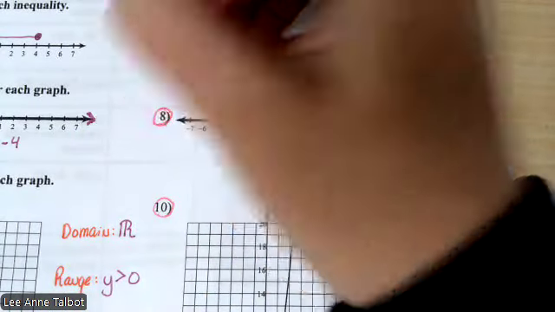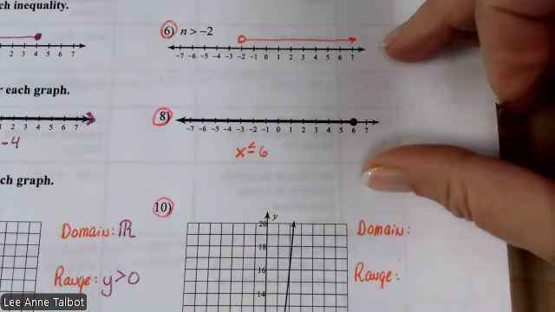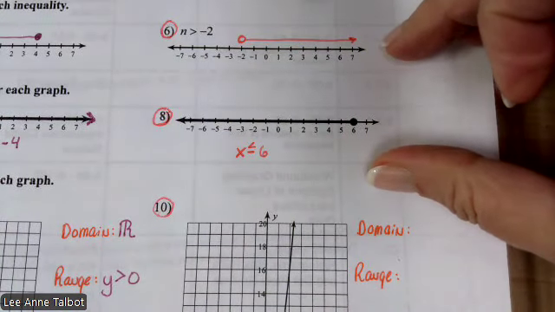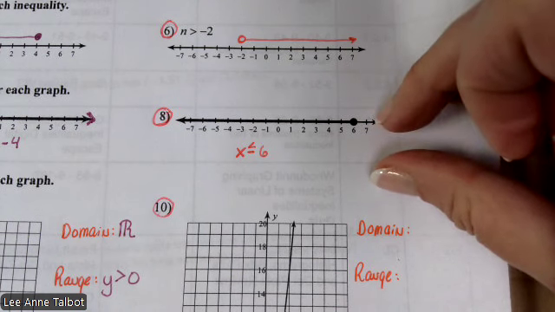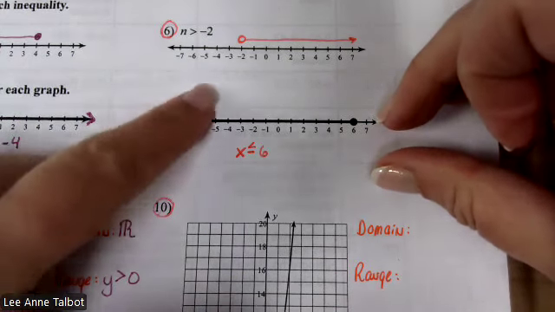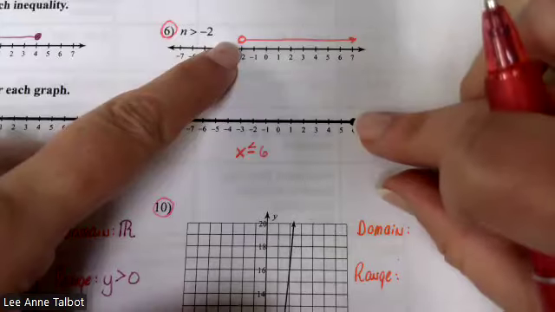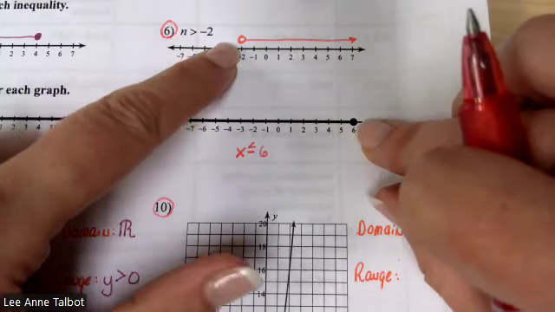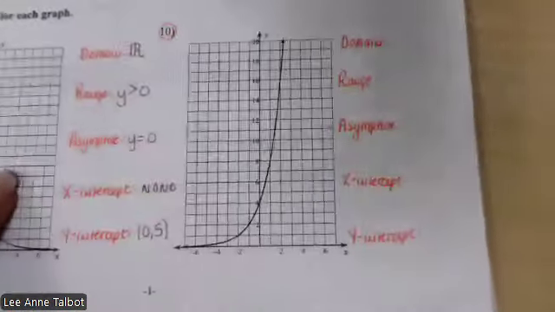Okay. Anyone have any questions about 6 or 8? Closed or open? Can you see the difference between the open and the colored in? Okay. Number 10.